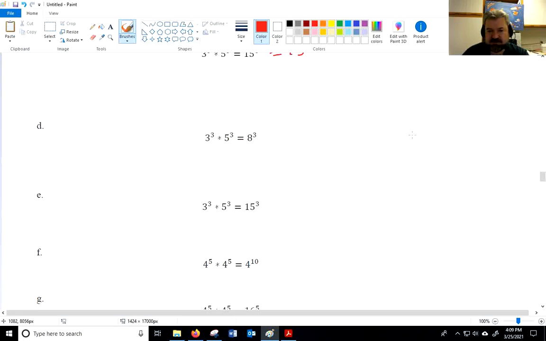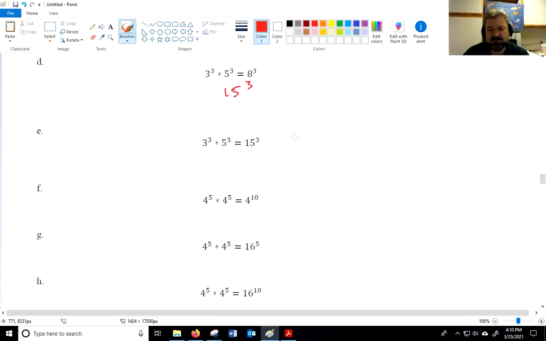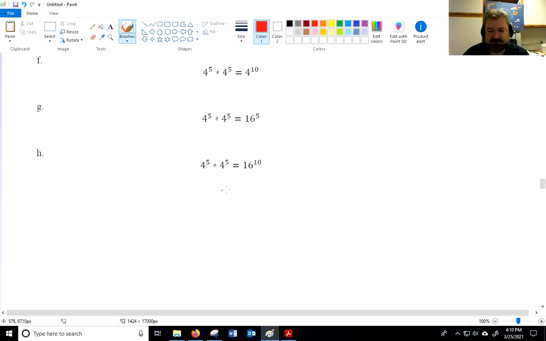What about the next one? 3 to the 3rd times 5 to the 3rd. Does that equal 8 to the 3rd? Close. They have the same exponent, so we can multiply them, but it should equal 15 to the 3rd, not 8 to the 3rd. How about this one? Okay, they have the same powers, so we can multiply the bases, but the power stays the same. On the next 3, they're all the same problem, done in a variety of different ways.